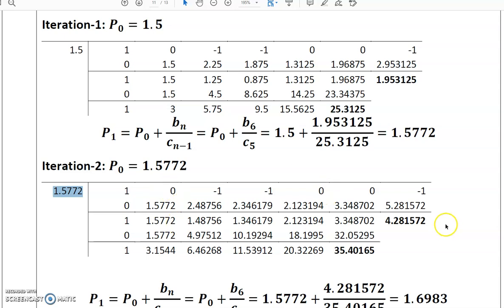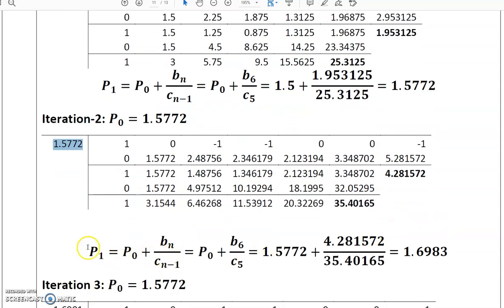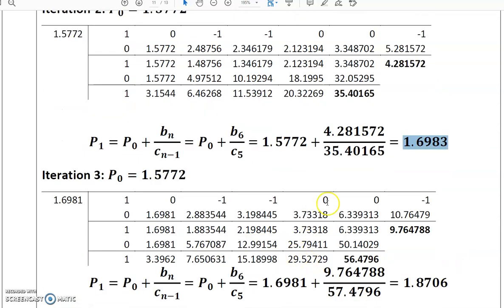Likewise, again perform the synthetic division. Again the new root is equal to the old root plus bn divided by cn minus 1, where the old root is p0, plus B6 over C5. So what is the p0 for iteration number 2? It is 1.5772, plus this is added, which gives you 1.6983. For the next iteration you take p0 equal to 1.6983. Sorry, here 1.577 is written.